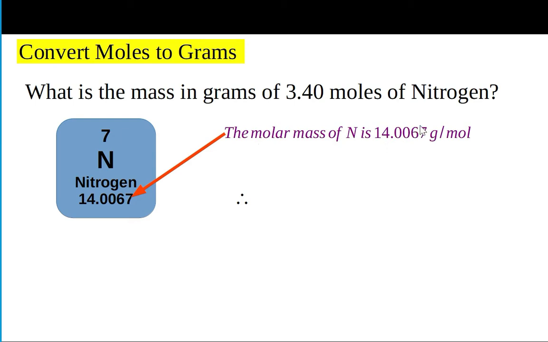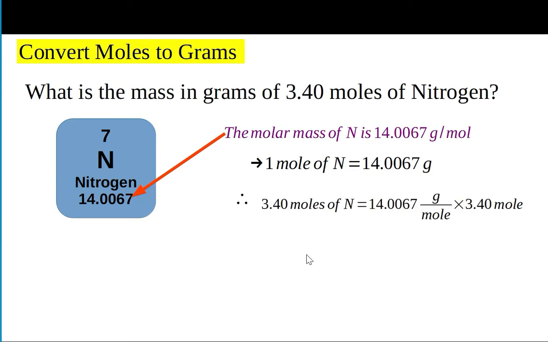This means that with respect to nitrogen, when we have 1 mole, there is 14.0067 grams. So we can also say 1 mole of nitrogen is equal to 14.0067 grams. Now if, for example, you want 2 moles of nitrogen, you will multiply this by 2. So if we want 3.4 moles, all you have to do is multiply this by this, and then you get the grams. Let's see what I'm talking about.